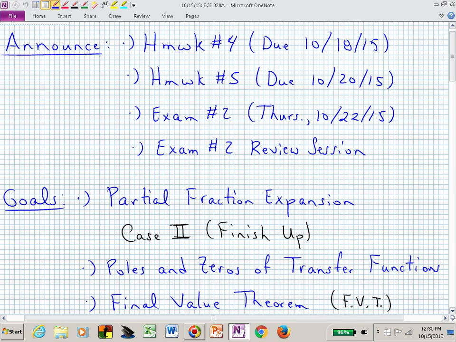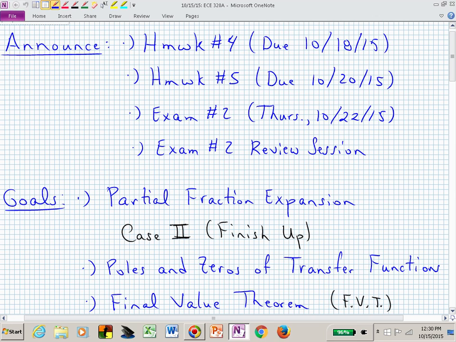Homework 4 and 5 are due at the end of the day that we meet next, which is Tuesday. Sunday is homework number 4. Homework 5 is on Tuesday. Your second exam is a week from today.